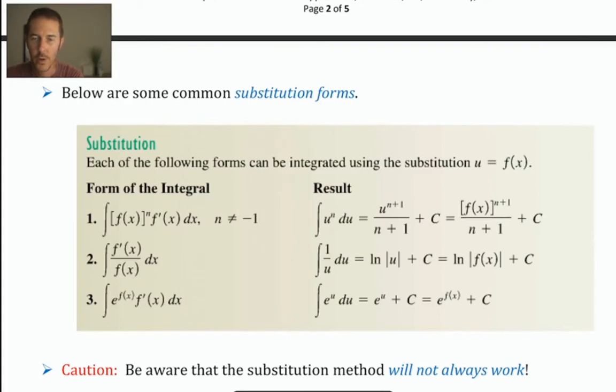Yeah, right, this is helpful. Sort of. This you've seen already, right? Increase the exponent by 1, divide by the new exponent. Don't forget to include the plus c. Integrating 1 over u gives us the natural log. E to the u integrates, giving us e to the u plus c.